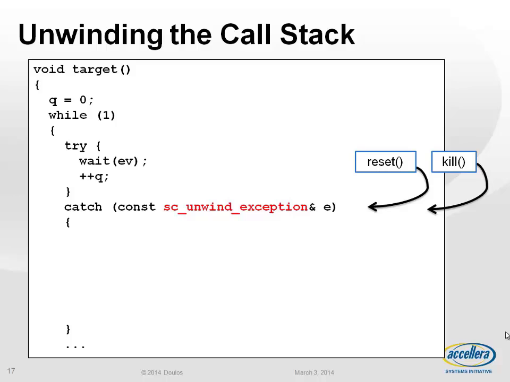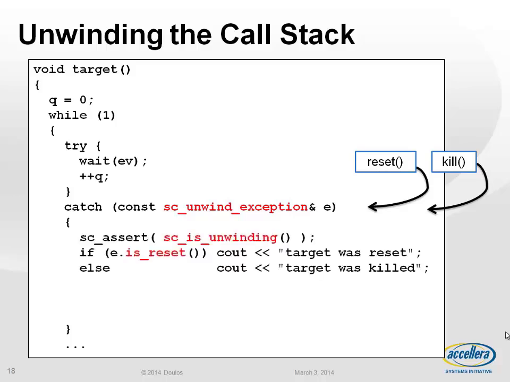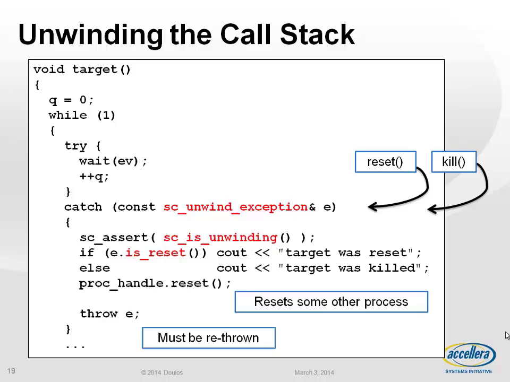So now our thread process was describing its normal behavior here in this try-catch block. If somebody else comes along and interrupts it, kills it, resets it, then we could catch the exception, check what's going on. So if we're in the process of unwinding an exception, SC is unwinding is true, we can even check to see whether we're doing a reset or a kill, and then we could propagate that if we wanted to. So this process could go off and do other stuff. It could go kill other processes. It all gets very mind-boggling, but it all works. And then finally, we rethrow the exception. So that's what's really going on here.